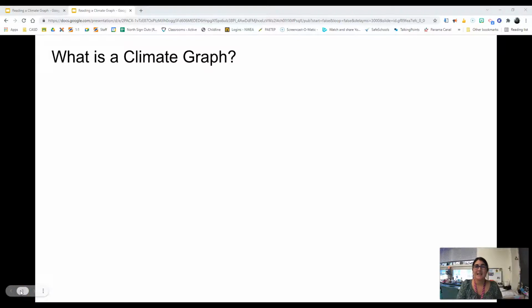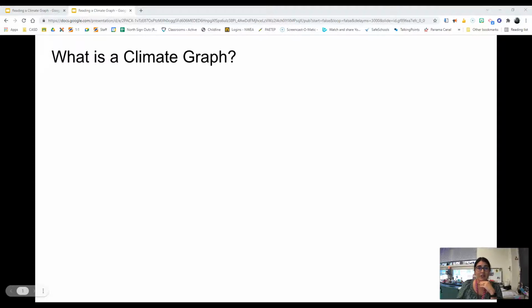Hi guys, today we are learning how to read and use climate graphs and trying to determine what information we can gather from climate graphs. Now remember, climate deals with two things, the air temperature, and also the precipitation, the H2O that falls from the sky, whether that's snow, rain, sleet, hail, precipitation.